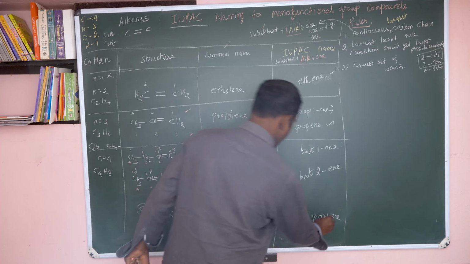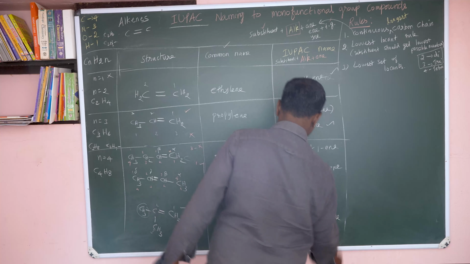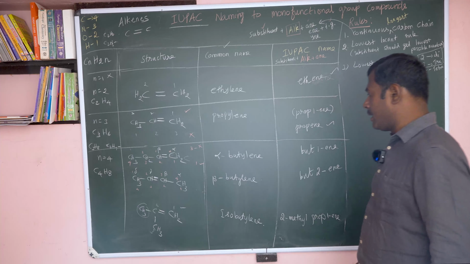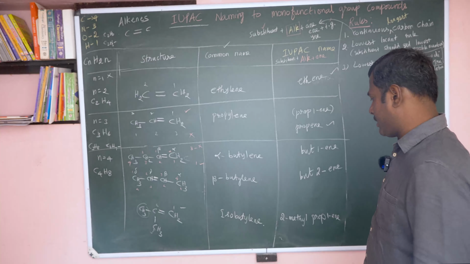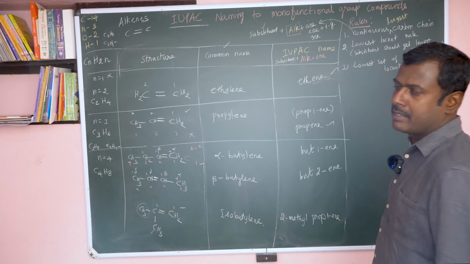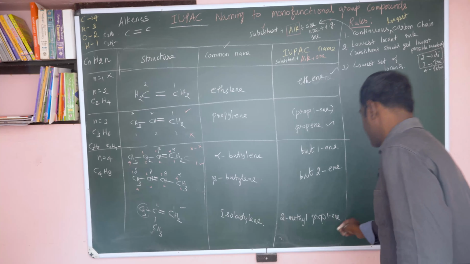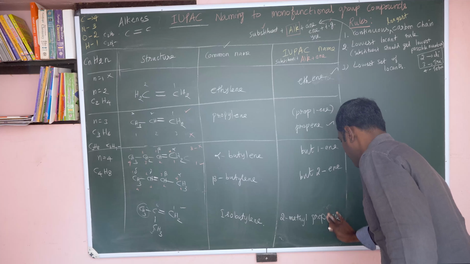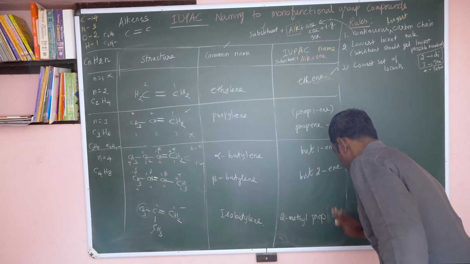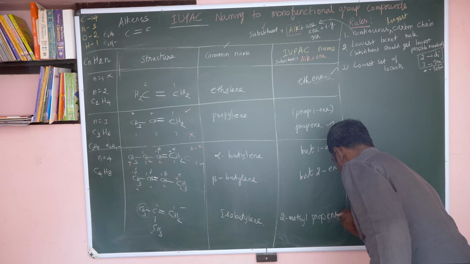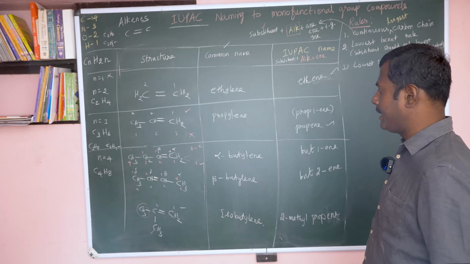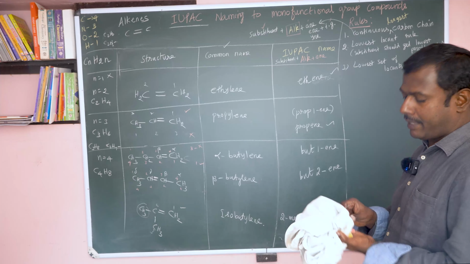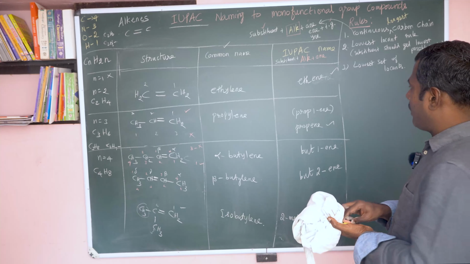2-methylprop-1-ene. Is this one necessary? Here it is not necessary actually. If you write simply 2-methylpropene, it is also okay. No need to mention the position of this double bond, 1. So simply if you give 2-methylpropene, it is enough.